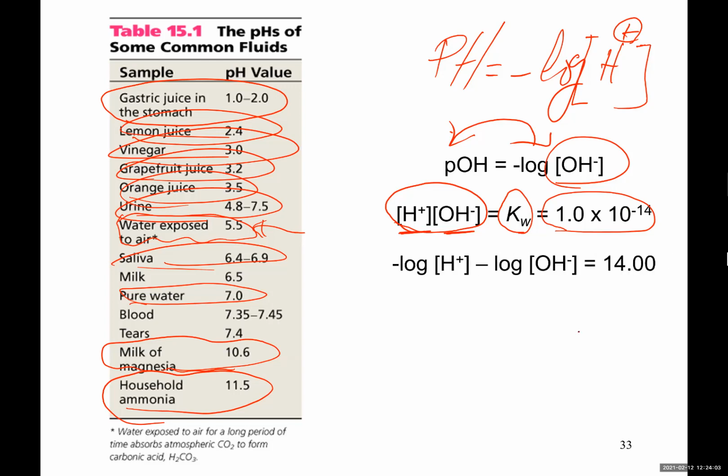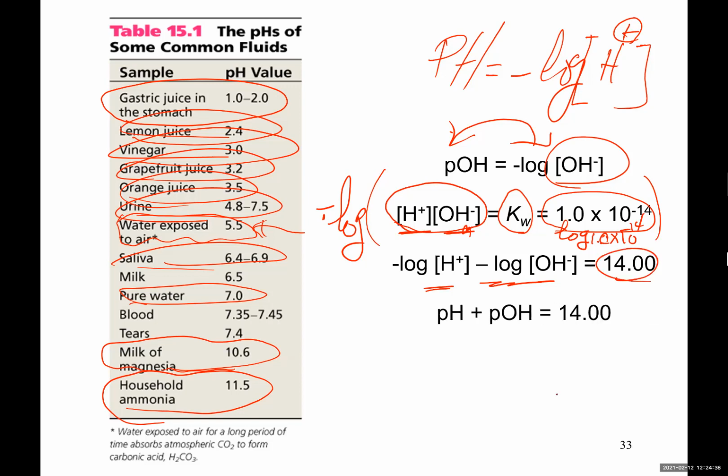So if I take a log from both sides of this equation, I get negative log of hydrogen ion minus negative log of hydroxide ion, and the negative log of 1 times 10 to minus 14. What is the negative log of 1 times 10 to minus 14? Can you guess? It's going to be 14. You can check your calculator.